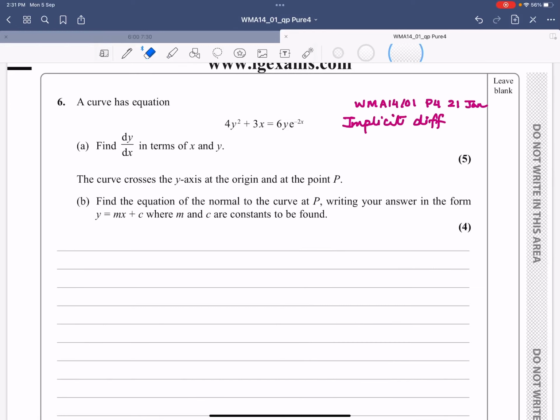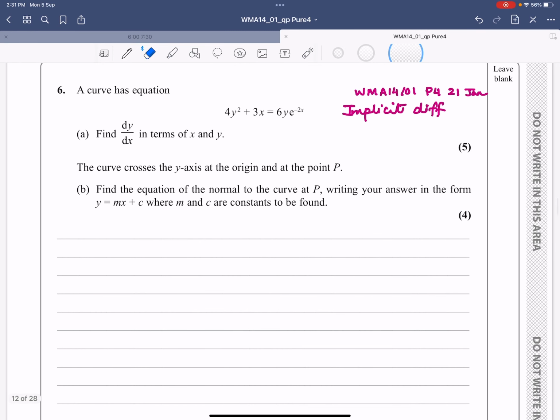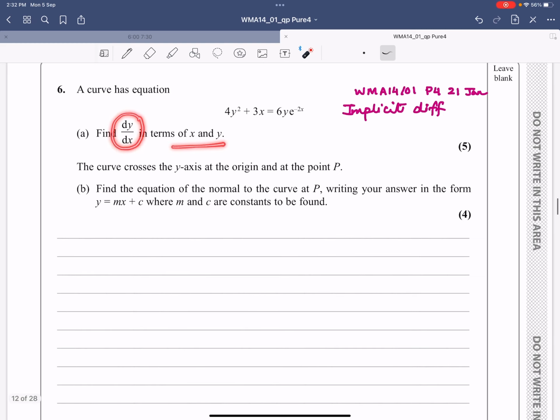Question number 6 from the paper of year 2021, January, Pure Mathematics 4. The question says a curve has equation 4y squared plus 3x is equal to 6y e to the power of negative 2x. Find dy by dx in terms of x and y.